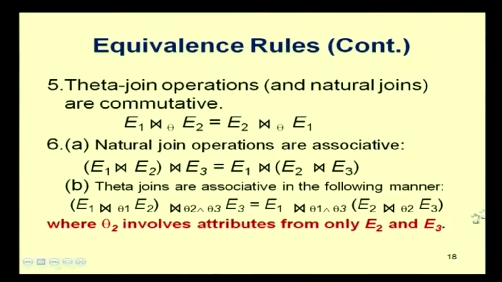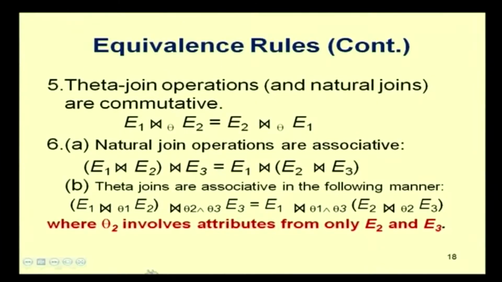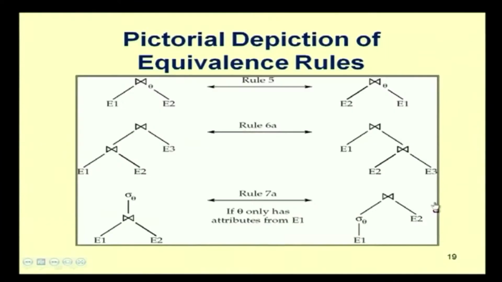Now, why do you want to change the order? The change of order is done so that you operate with expressions that result in fewer tuples in some cases, where theta 2 involves attributes from only E2 and E3. So, this is what we are trying to say. The pictorial representation of these rules, for example, rule 5, is like this: E1 theta join E2 can be written as E2 theta join E1. Next, E1 join E2 join E3 can be written as E1 join with E2 join E3. So, instead of doing E1 E2 first, you can do E2 E3 first, and then E1 join with that.